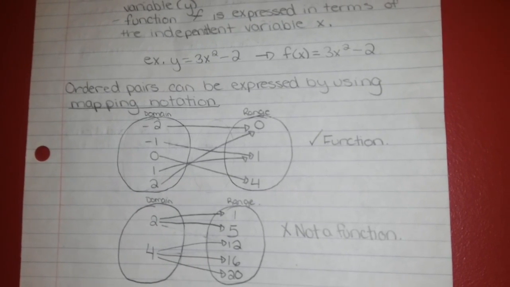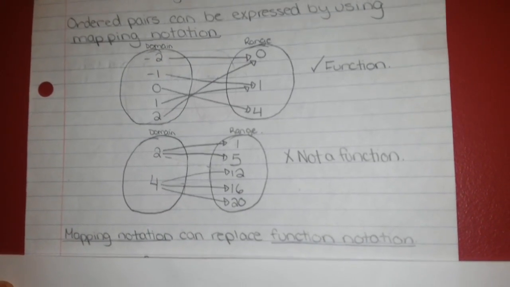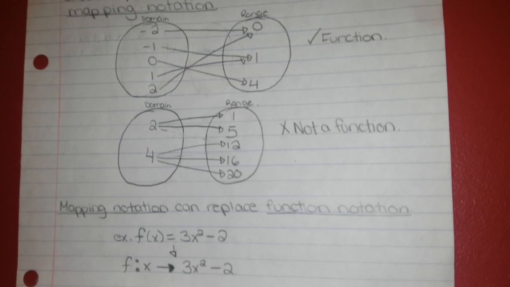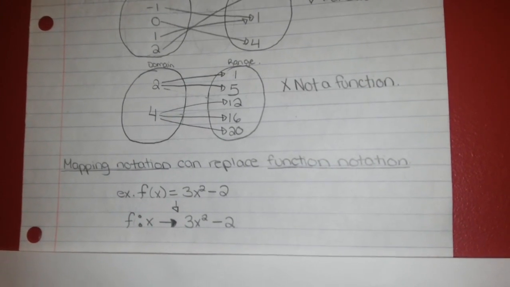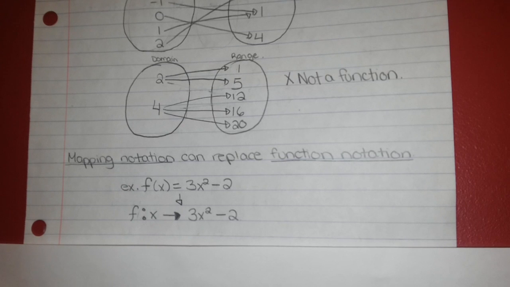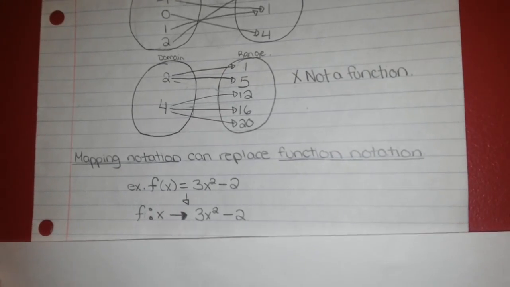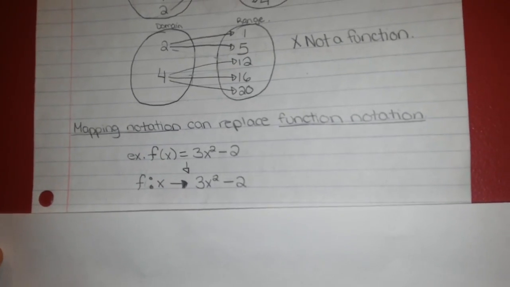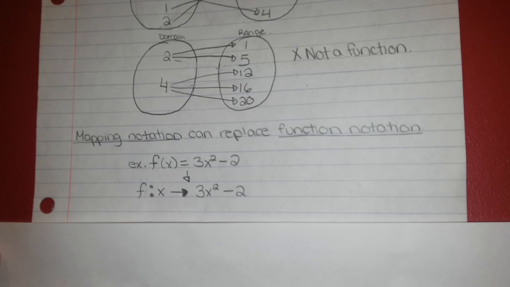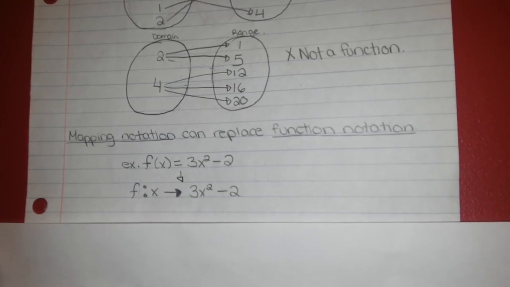Now function notation can also be written with mapping notation, and when it's written, it replaces function notation. Here we have f of x equals 3x squared minus 2, the same question we had above. It's now written differently, as f colon x transforms into 3x squared minus 2. Although it is the same equation, mapping notation turns it into something visually different.